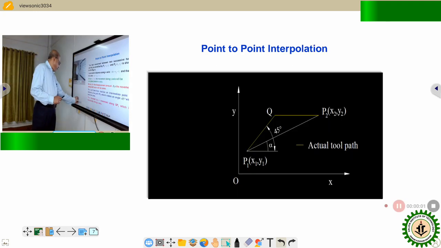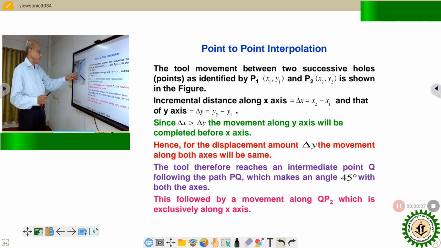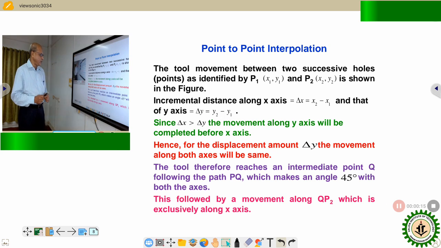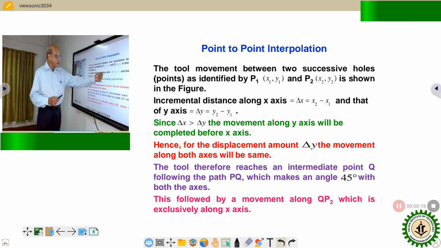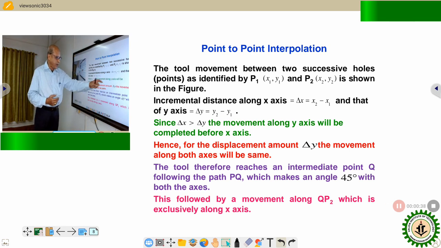So with respect to the previous drawing, what I had told, just take the mathematical aspect. The tool movement between two successive hold points is identified as P1 having coordinates x1, y1 and P2, x2, y2, as shown in the figure. So the incremental distance for x is x2 minus x1, that is delta x, and for the y axis it is delta y, which is equal to y2 minus y1. Since in this particular drawing delta x is more than delta y, obviously the movement along the y axis will be completed before the x axis, since it has to cover a lesser distance. Therefore, for the displacement of delta y, the movement along both axes will be the same.